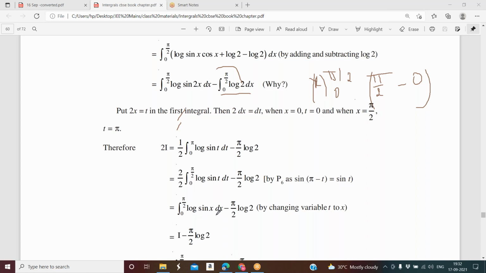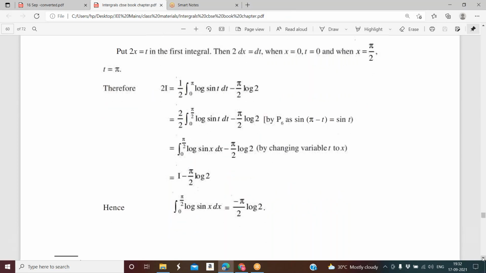So what I am getting is 0 to pi by 2 log sin x dx. Changing the variable t to x, since t is a dummy variable. This is nothing but your problem, so I minus pi by 2 log 2. Now bring this I to the left hand side. Already we have 2I on the left hand side, so 2I minus I is I. I is 0 to pi by 2 log sin x dx, and this value is minus pi by 2 log 2.